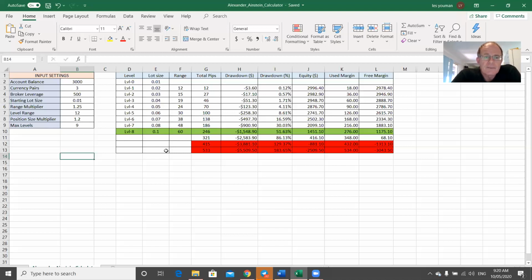So that constitutes aggressive settings, because 9 is quite a lot of trades to have in play at once. So that's quite aggressive settings.